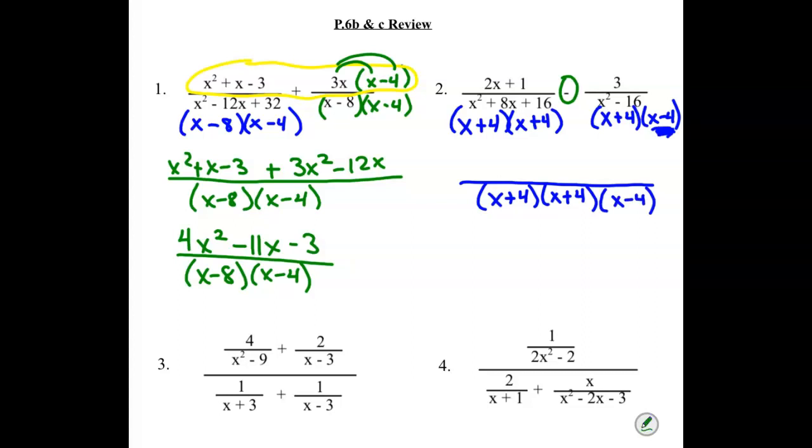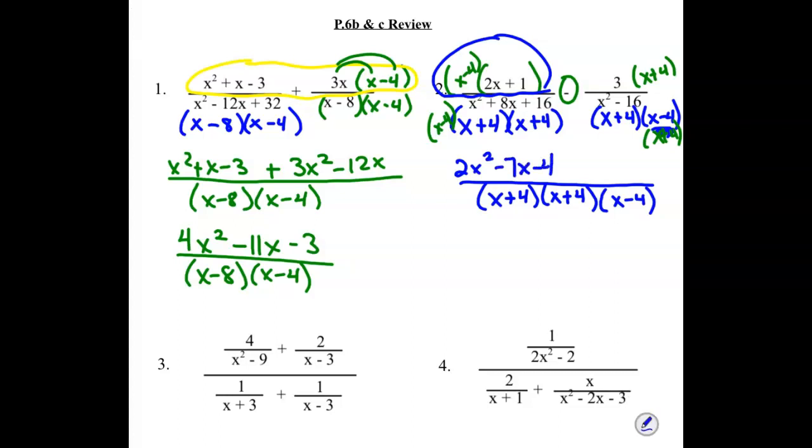Okay, so looking at what we're missing. Our first fraction is missing the x minus 4. And our second fraction is missing that second x plus 4. All right, foiling right here, we need to take x minus 4 times 2x plus 1. We would get 2x squared. We get a negative 8x and a positive x, so negative 7x. And a negative 4.